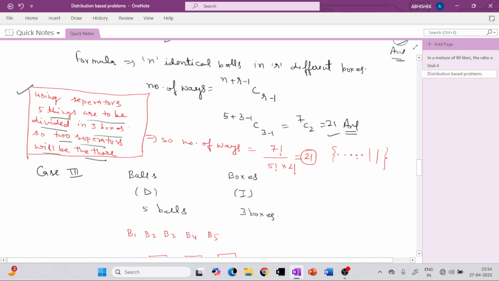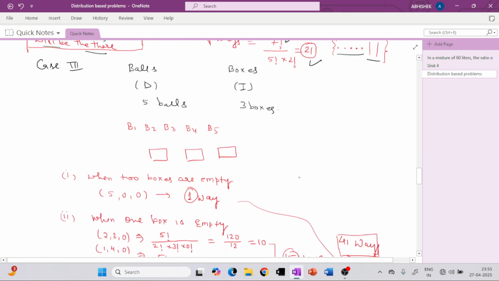Now in this way, we have five things and two separators. So how can we arrange? Because things are identical and separators are also identical, a cut will always look the same. So these seven things can be arranged in 7 factorial ways, but out of these, 5 things are identical, so divide by 5 factorial, and separators are identical, so divide by 2 factorial. You will get 21.